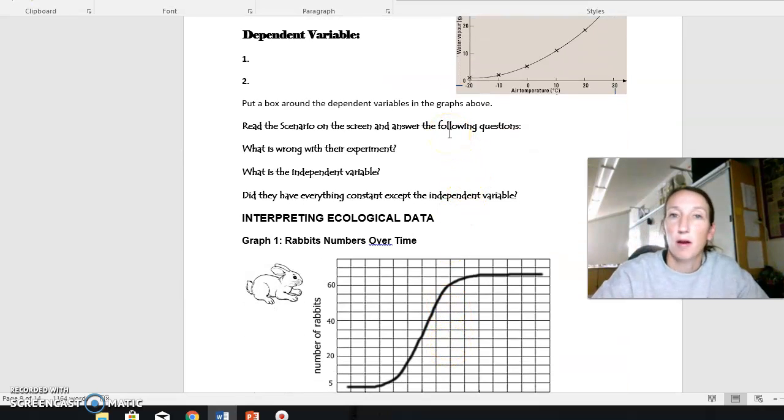There's a scenario in the PowerPoint that I want you to read the scenario and then figure out what is wrong with the experiment and the independent variable. So what is wrong with the experiment? What is the independent variable? And do they have everything that's constant except independent variable? So I'm just going to pull that up really quick.